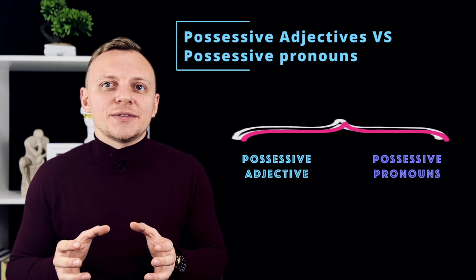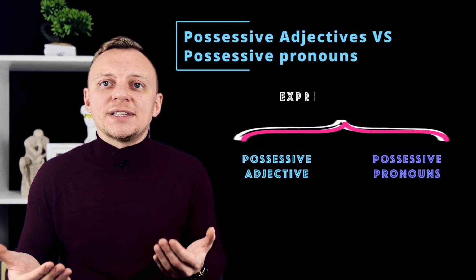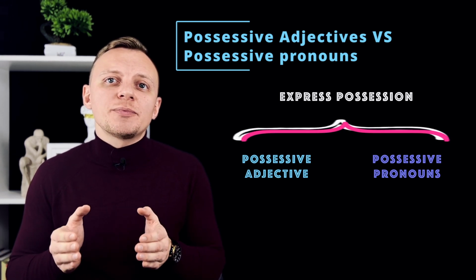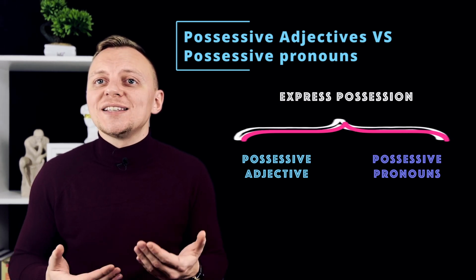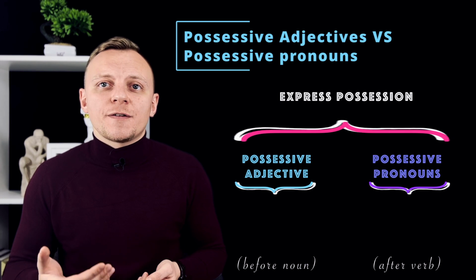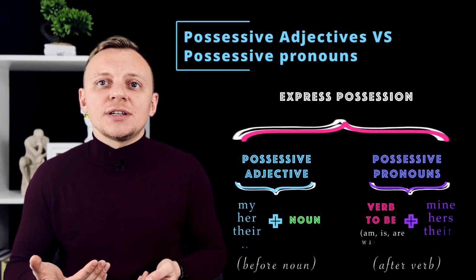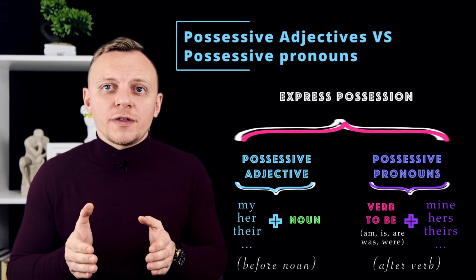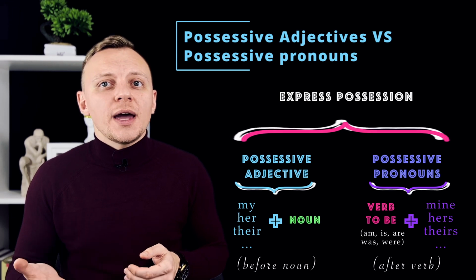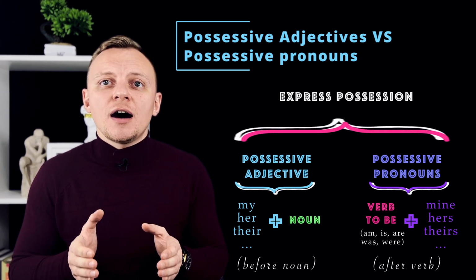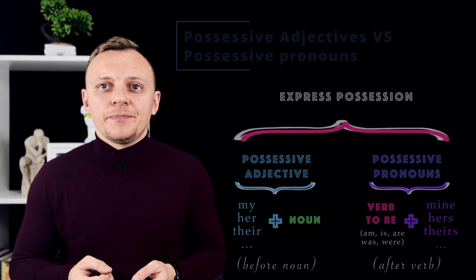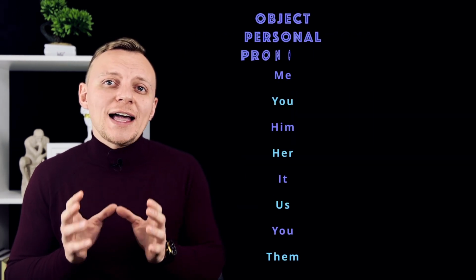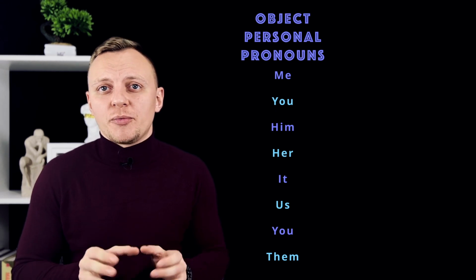Let's summarize. Possessive adjectives and possessive pronouns are used to express possession of a noun by someone or something. The only difference is that possessive adjectives are used before the noun, while possessive pronouns are used after the verb to be in its corresponding form. Okay, got it. Now let's break down object personal pronouns.